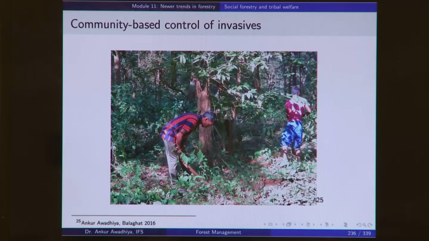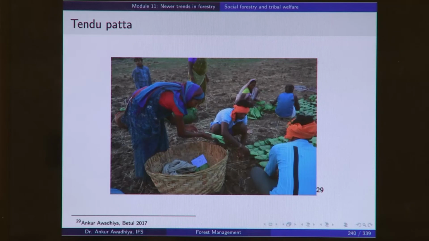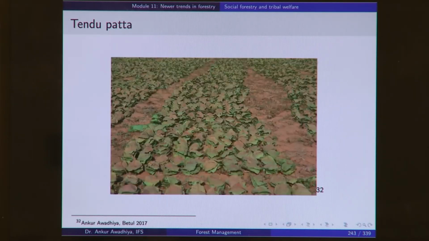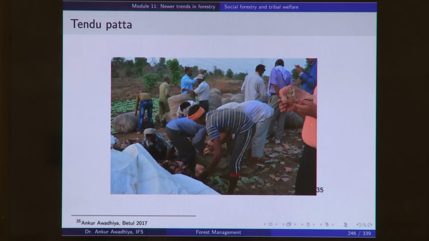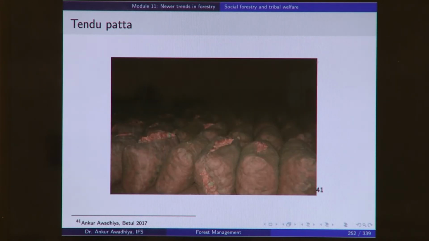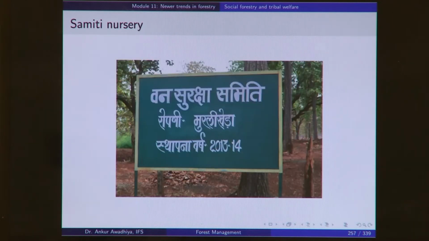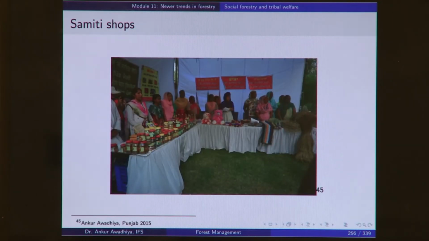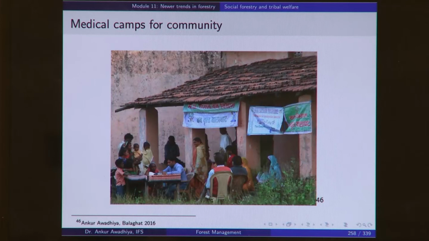So through joint forest management, people get employment in plantation, control of invasives. Tendupatta is a big thing. So in Tendupatta, a lot of women specifically get large amounts of money for the collection of Tendupatta, and also through a profit sharing mechanism when this Tendupatta is sold to outsiders. Then in certain cases, the samitis are also setting up their own shops, they are also doing minor processing, they are also setting up their own nurseries, and the department also facilitates the provisioning of medical services and other things.